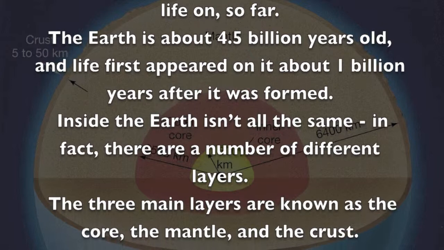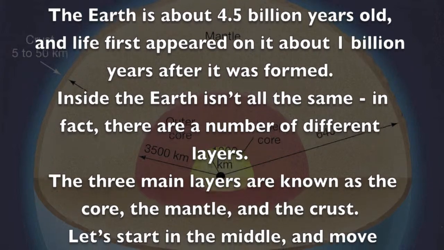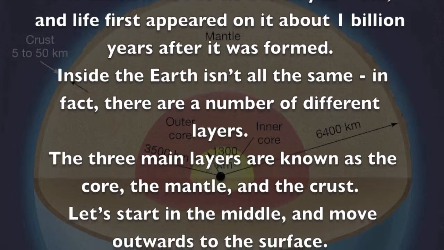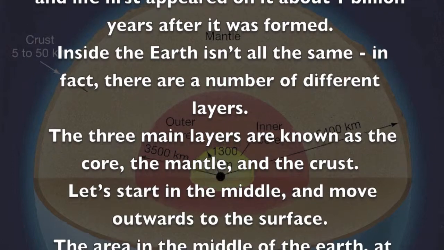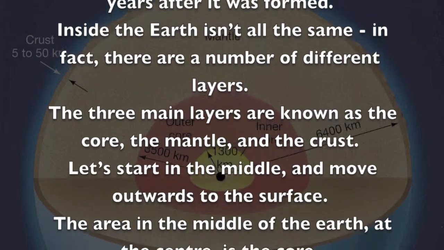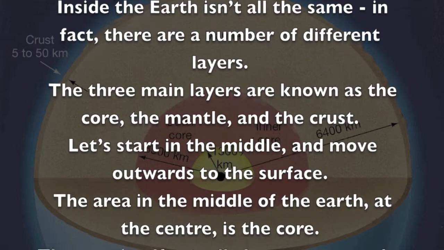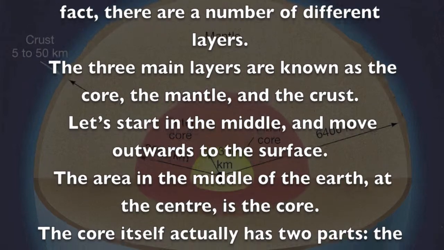Inside, the Earth isn't all the same. In fact, there are a number of different layers. The three main layers are known as the core, the mantle, and the crust. Let's start in the middle and move outwards to the surface.